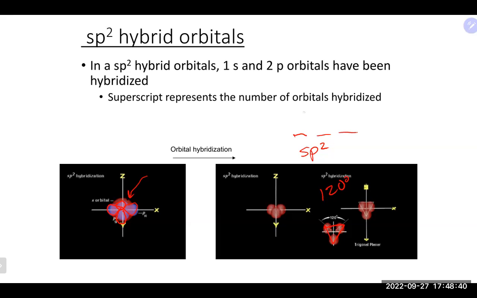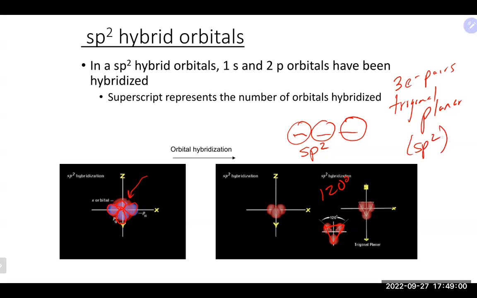And it is this simple. That is 1, 2, and 3. So that corresponds to 3 electron pairs. And the electron pair geometry of 3 electron pairs is trigonal planar. So trigonal planar electron pair geometry goes with sp2 hybridization. So they are tied together.